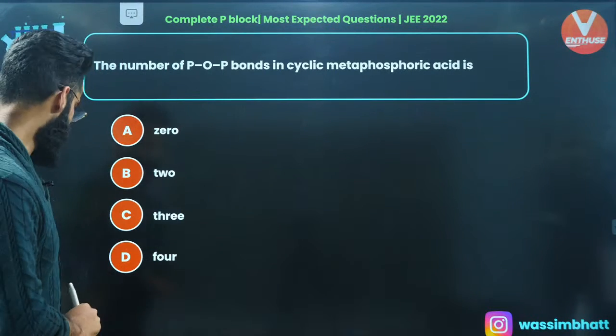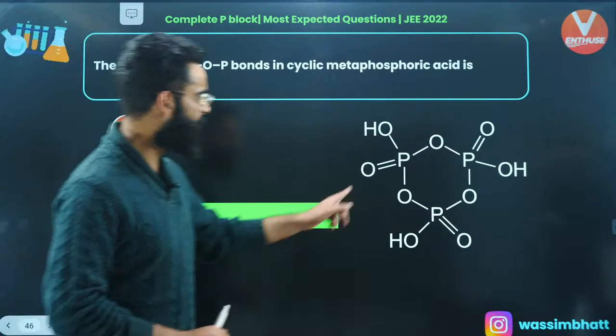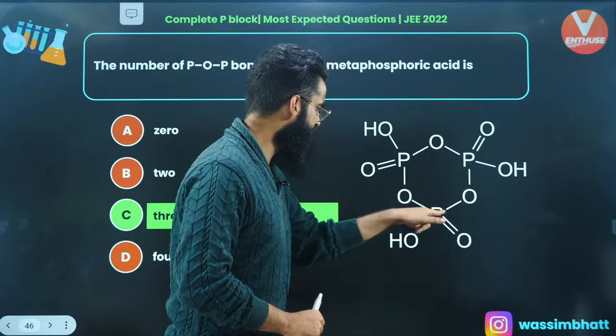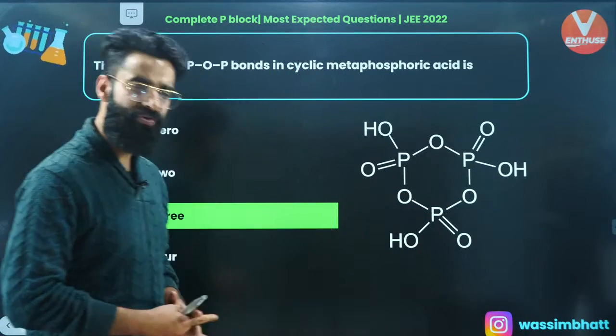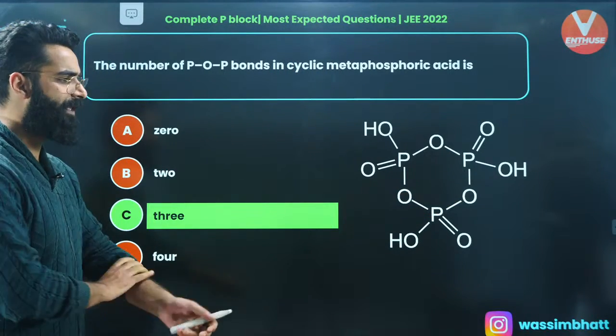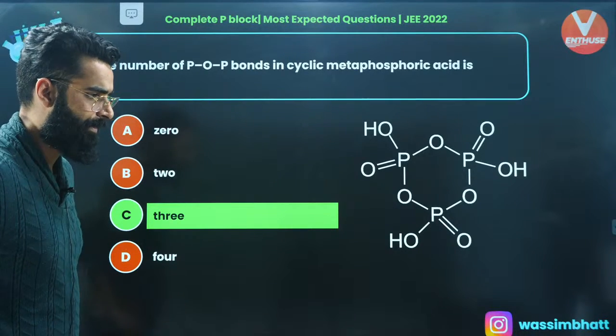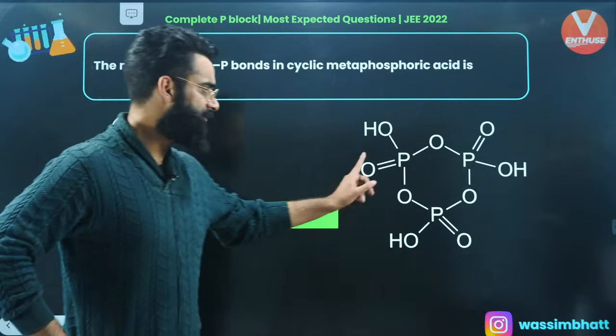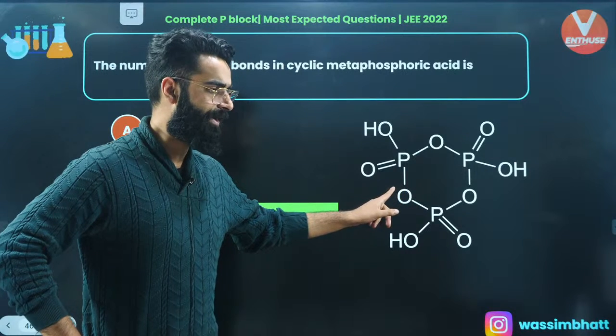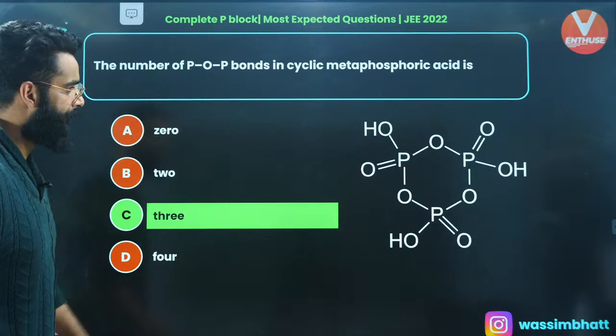There will be 3 POP bonds, my dear people, right? This is 1 POP bond, this is second one, and this is third. There are basically 3 POP bonds in case of metaphosphoric acid, cyclic metaphosphoric acid I'm talking about. So do remember this particular structure as well, right? Perfect?